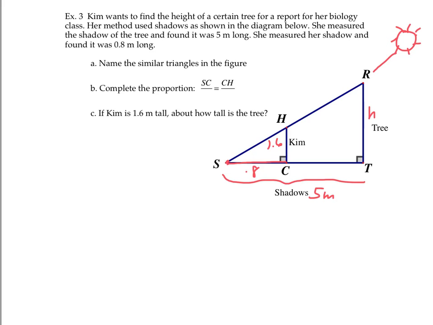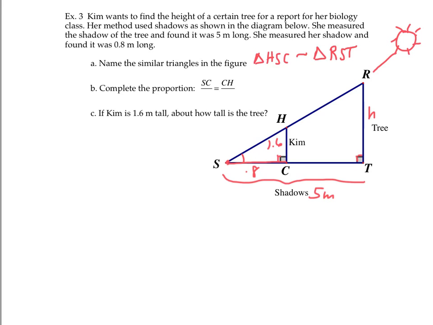Okay, so it says name the similar triangles in the figure. We'll notice that both triangles have a right angle, so we have one pair of angles that are congruent. Also notice that the triangles overlap and share angle S in common, so that's our second pair of angles that are congruent. So by the angle-angle similarity postulate, we can say that triangle HSC is similar to triangle RST. Now part B is what we can take away from that.